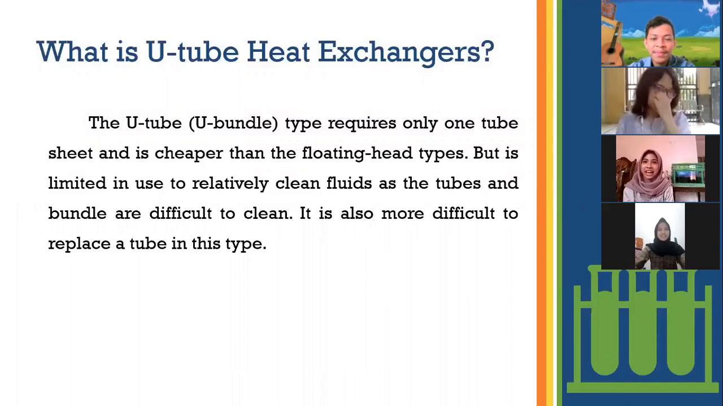Okay, first I will explain what a U-tube Heat Exchanger is. A U-tube Heat Exchanger, or U-bundle, requires only one tube sheet and is cheaper than the floating head types. But it is limited in use to relatively clean fluids, as the tubes and the bundle are difficult to clean. A U-tube Heat Exchanger is also more difficult to replace a tube. Next.